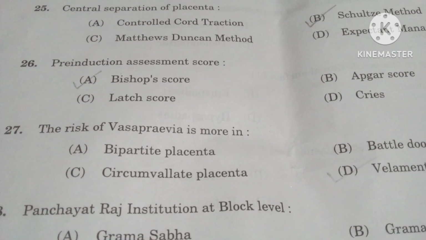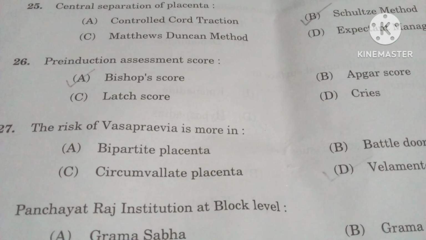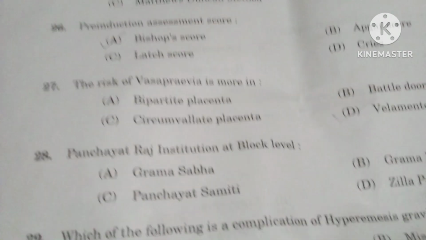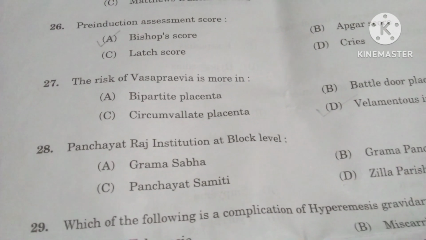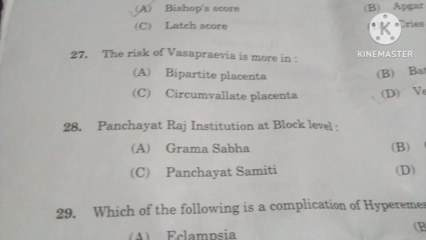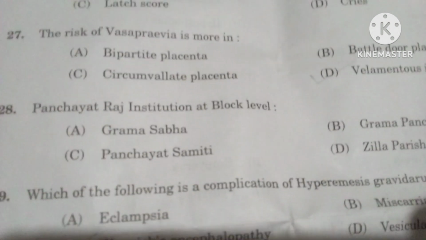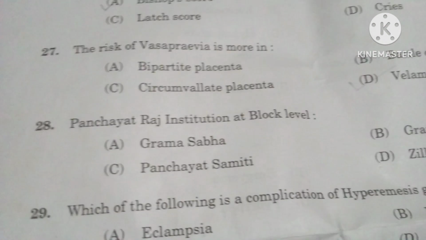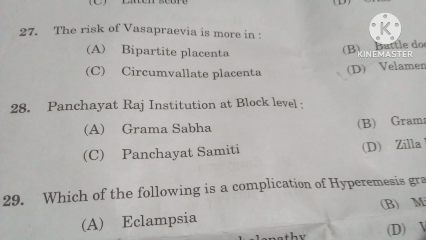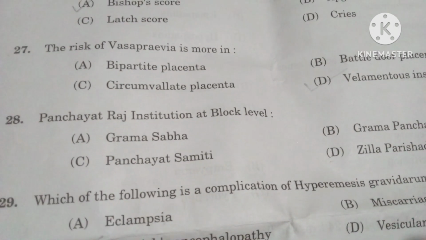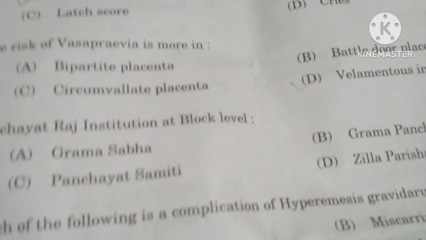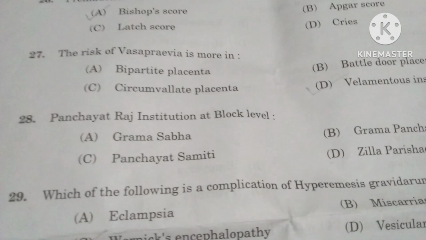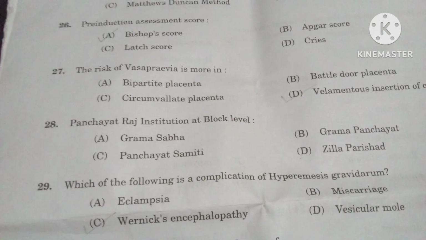Pre-induction assessment score is Bishop score, Apgar score, Latch score, and Kreis. Pre-induction score is Bishop score. Bishop score, if it is more than 8, it is said to be favorable. The 5 components of Bishop score are cervical effacement, cervical dilatation, cervical consistency, fetal station, and cervical position. If it is more than 8, it is considered to be favorable.